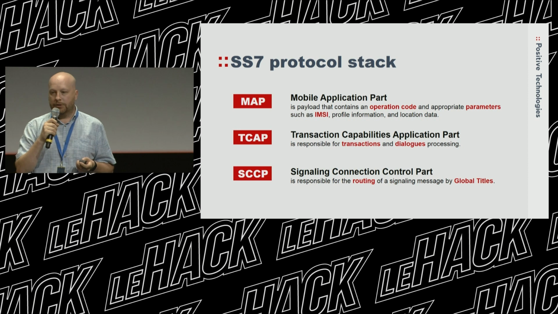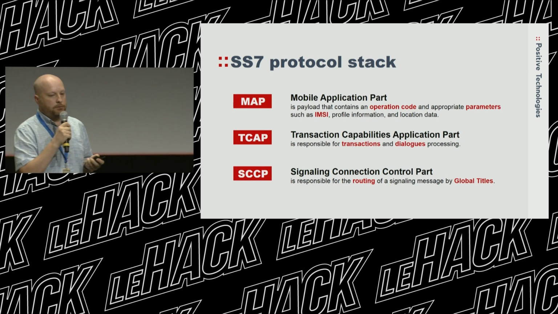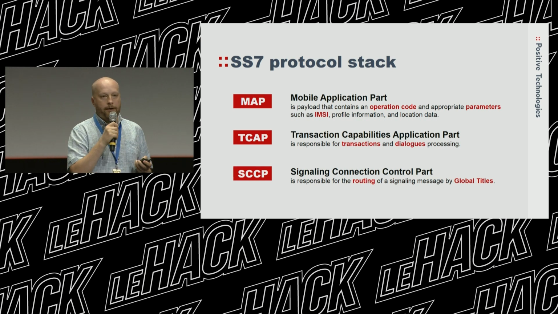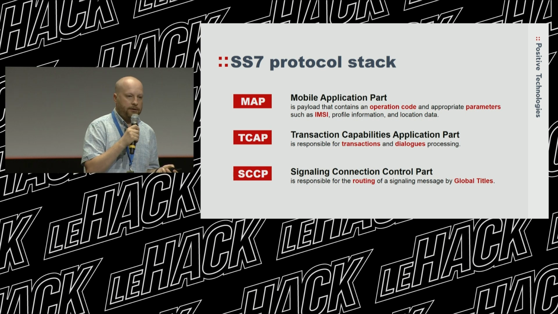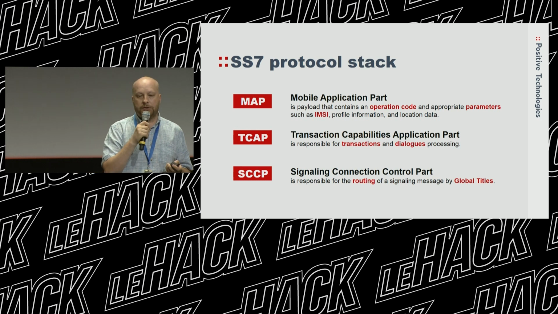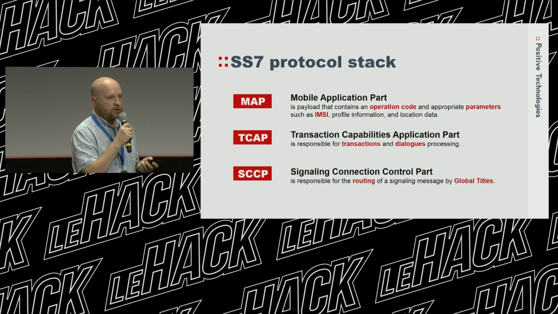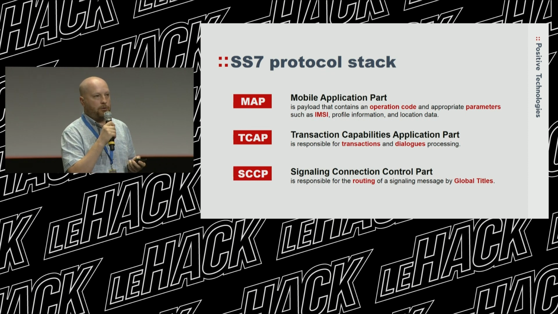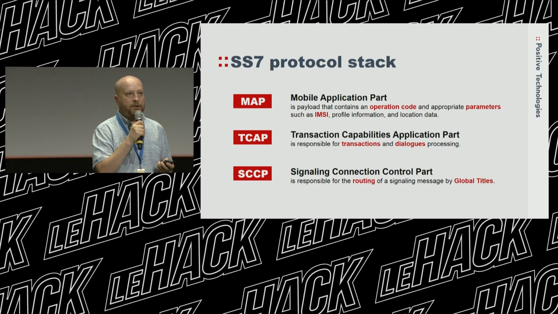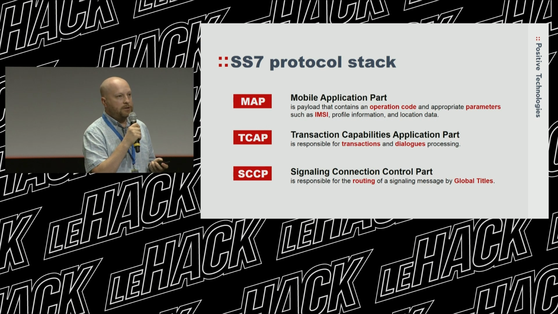And since the object is SS7, I need to explain some of the protocols, some of the layers. I omit low-layer protocols because they are responsible for physical connections and neighboring communications between network elements. And the lowest layer that is used on the international communications is SCCP, Signal Connection Control Part. This layer of this protocol is responsible for the routing of signal messages using global titles as identities.